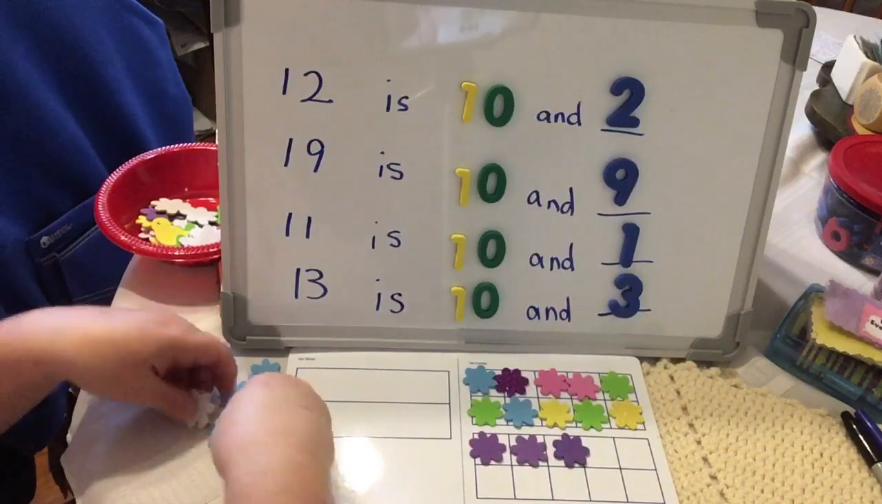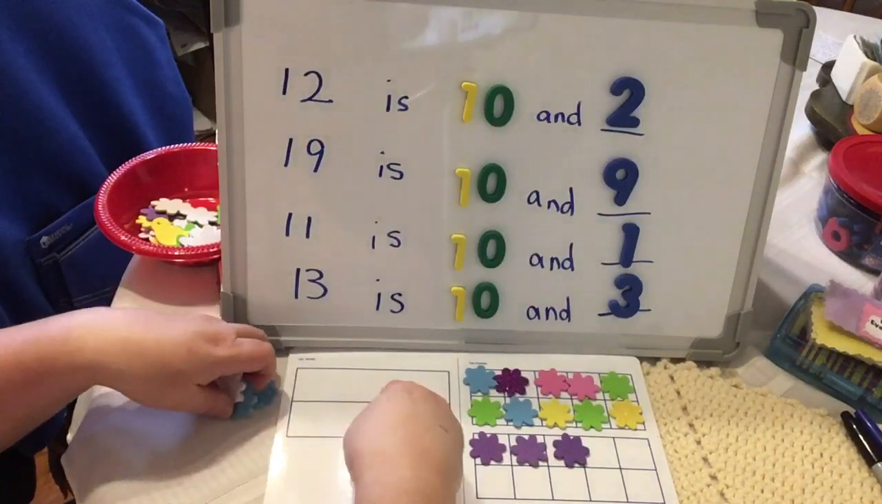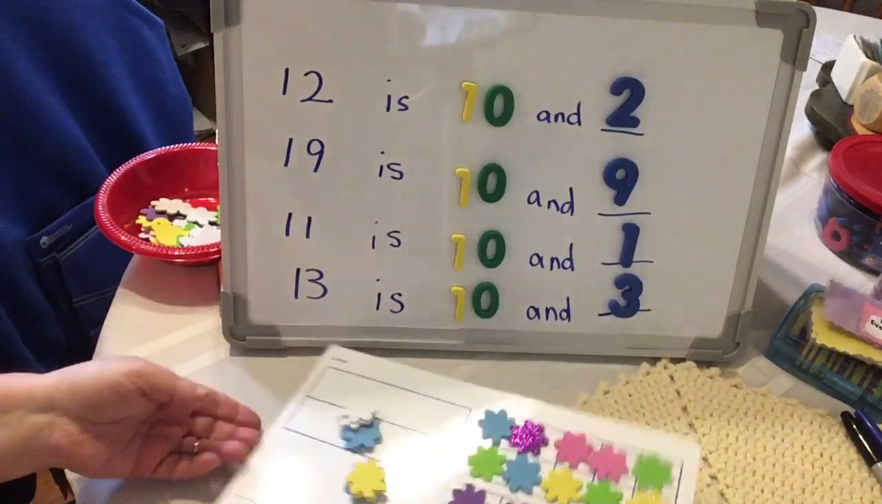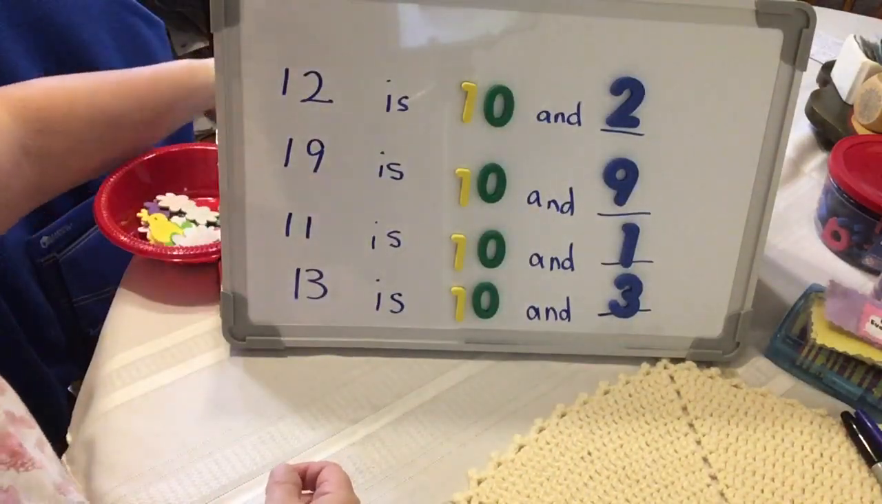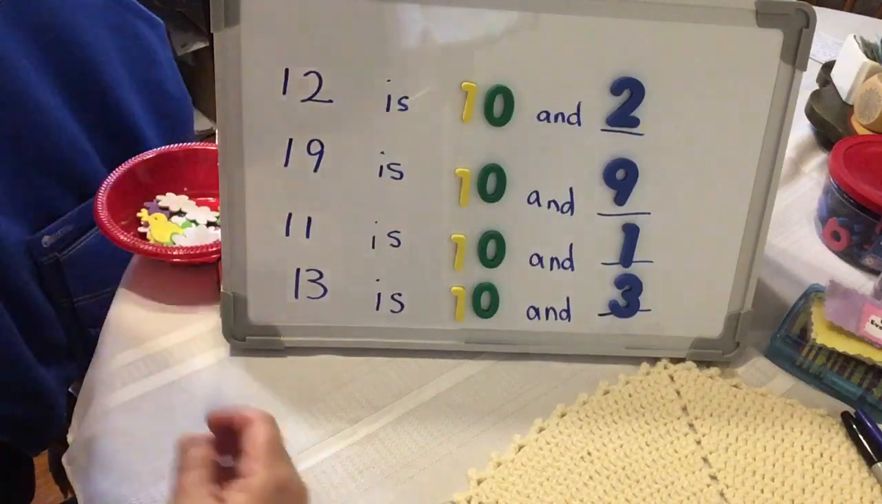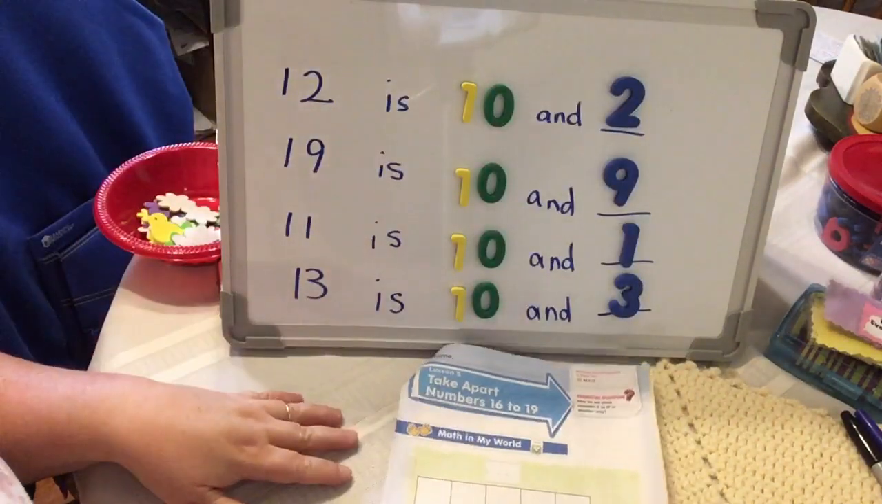All right, good job. So now let's take a look at the book. Let's take a look at our page for today, okay? Let's set this back here and get out our paper. And here is our paper here today.